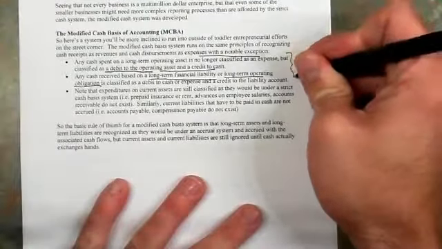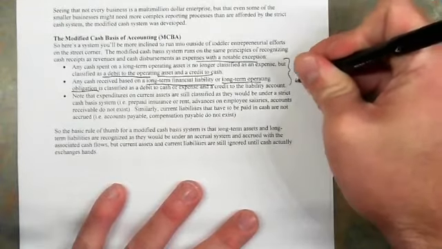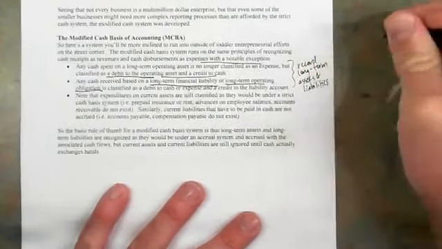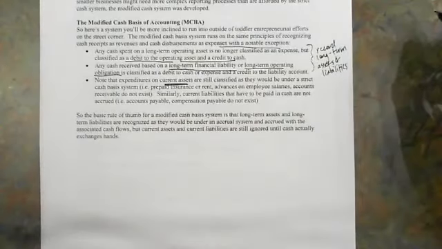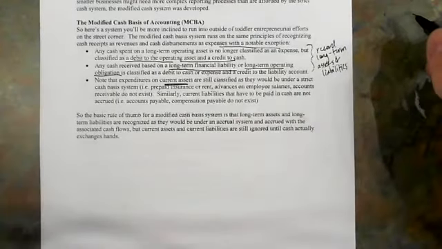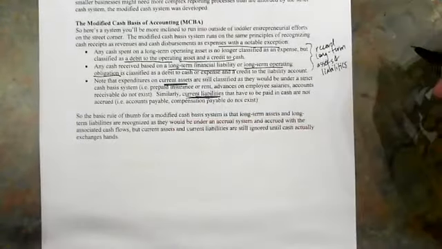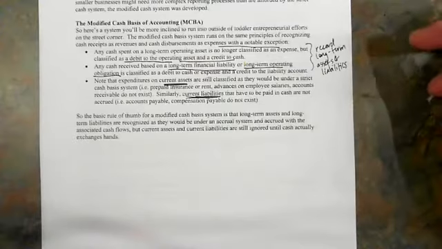So here we record long-term assets and liabilities. Now, anything on a current asset is still going to be classified as if it were under a strict cash basis system. So we wouldn't have prepaid insurance, advances on employees' salaries, accounts receivable, and current liabilities that have to be paid in cash are not accrued. So again, strict cash basis, we spend money, it goes out the door, we record an expense. So we wouldn't have accounts payable, compensation payable, other sorts of short-term liabilities.